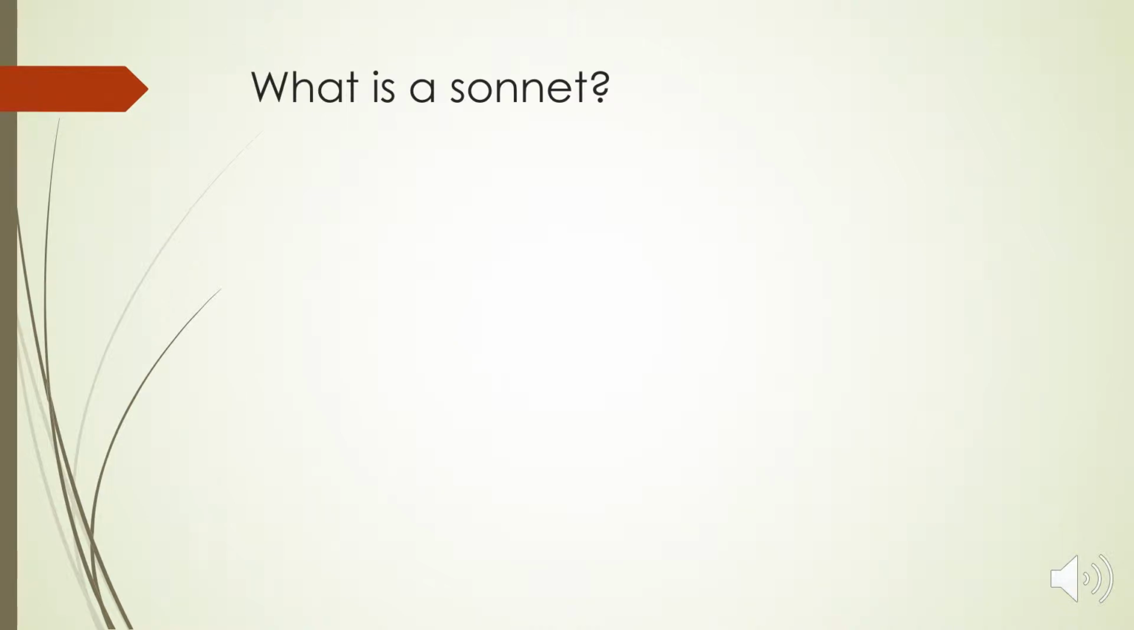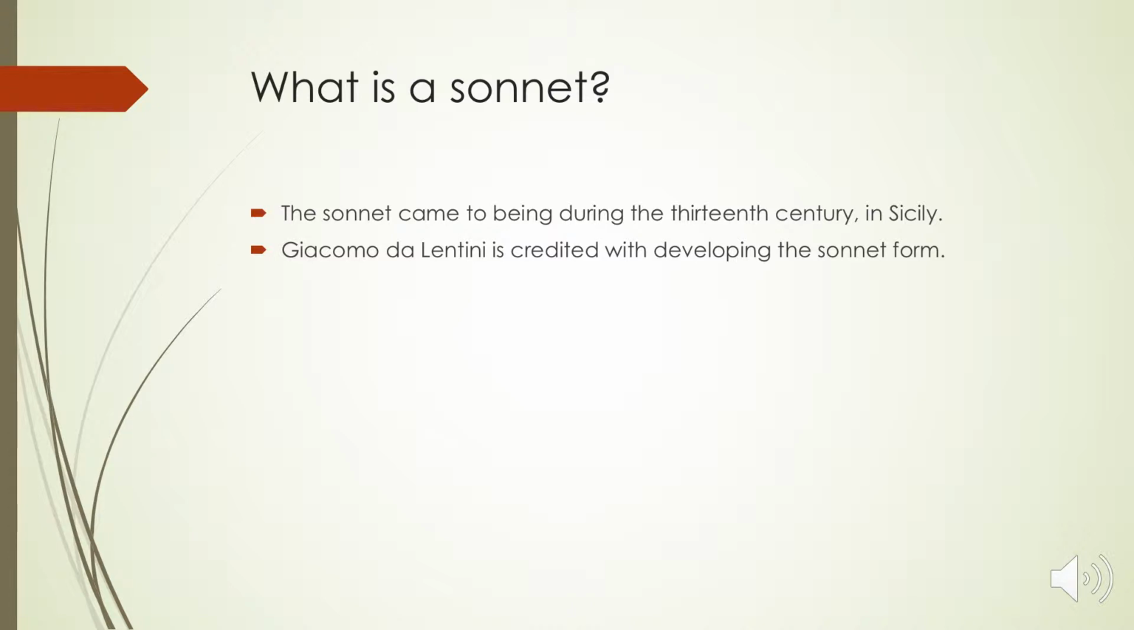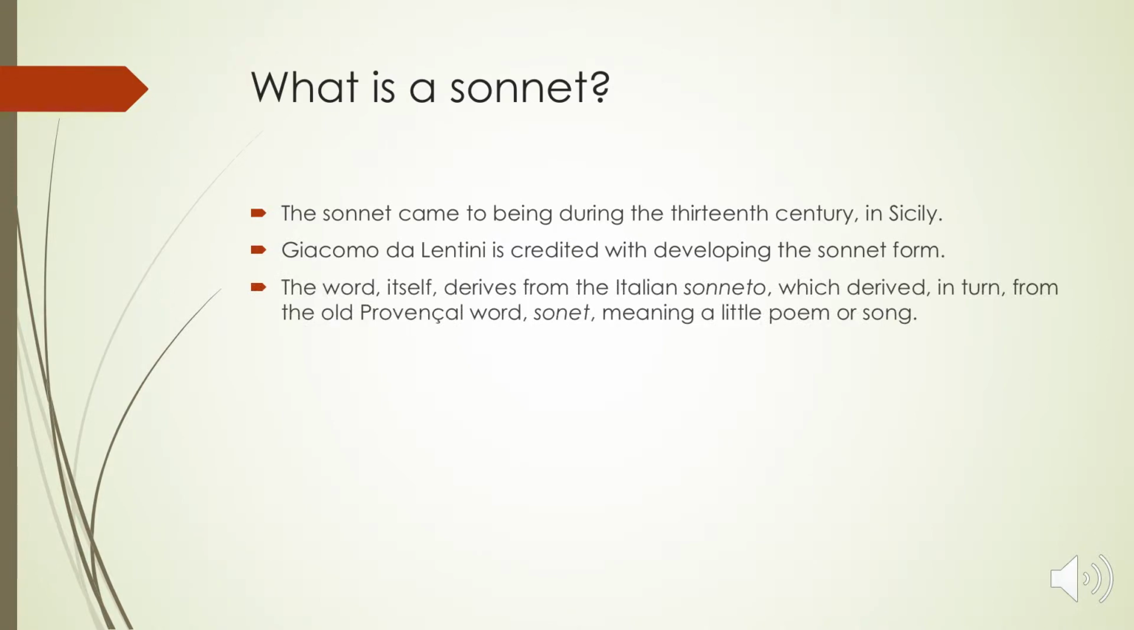What is a sonnet? The sonnet came to being during the 13th century in Sicily. Giacomo dei Lentini is credited with developing the sonnet form. The word itself derives from the Italian sonetto, which derived in turn from the old Provençal word sonnet, meaning a little poem or song.